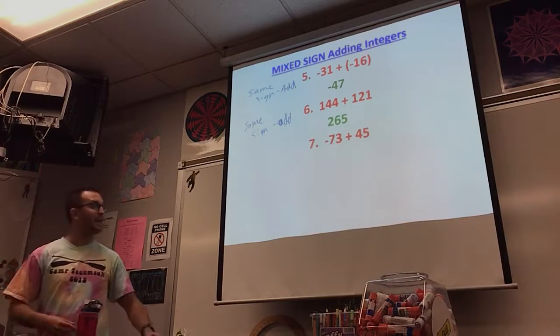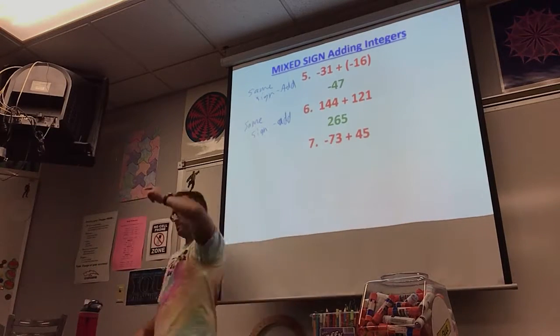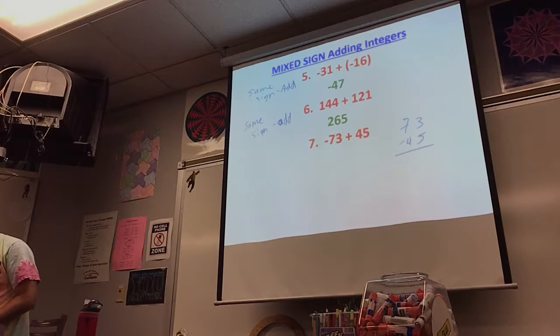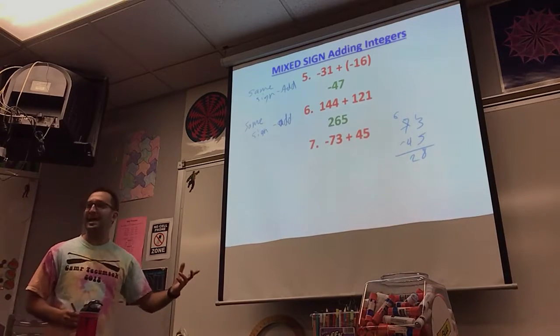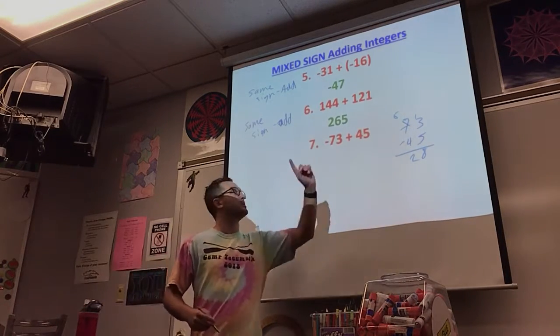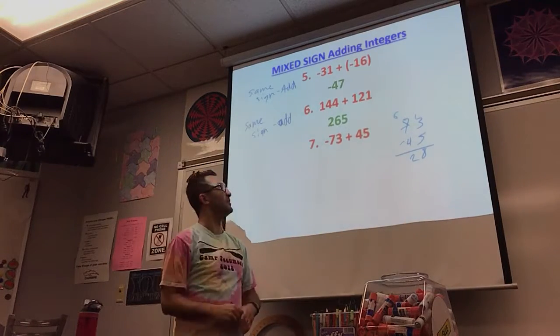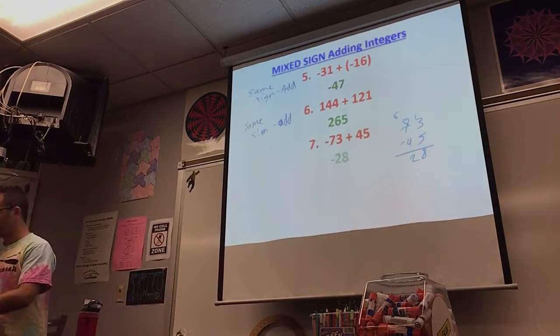This one's same sign add, different signs subtract. So we get 73 minus 45. We have to borrow, get 28. So we get 28, but we keep the sign of the bigger one so you can be exact. Thank you, what? So we get negative 28.